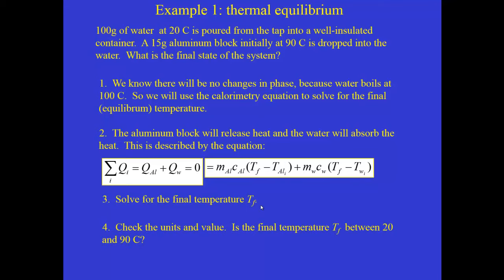One last step, as we always do in any kind of physics problem when we're done, is we check the units and we check the value. And here is a common sense test. We know, using the initial conditions given in the problem, that the final temperature of the system, when the water and the aluminum reach equilibrium, has to be somewhere between 20 degrees and 90 degrees. If it were less than 20 or greater than 90, we would know we did something wrong, and we would have to go back and check our work. So that's the final test.